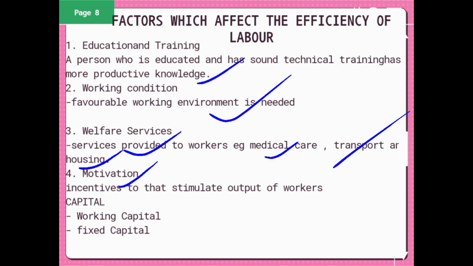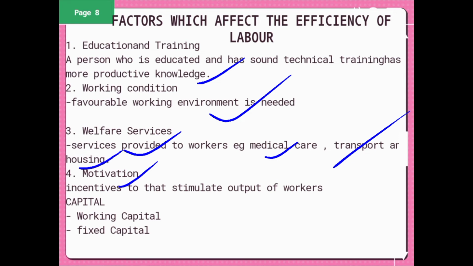Let me talk about the last thing now, which is capital. Capital is a factor of what? Production. How can you start producing goods without capital? How can you start? You cannot. You need the money, materials to start up what? Your production.